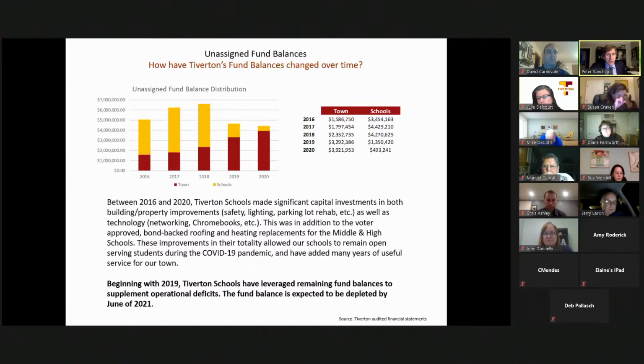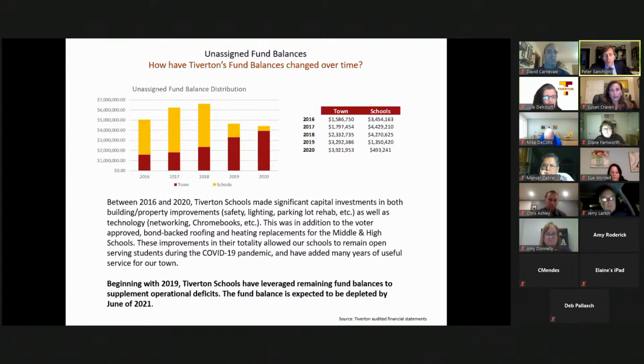And as you can see on the top chart there, the yellow is the school's fund balance, the maroon is the town, and you can see that the schools had significant fund balances in 16, 17, and 18, and it starts to come down in 19 and 20. And you can see the amounts on the right-hand side.